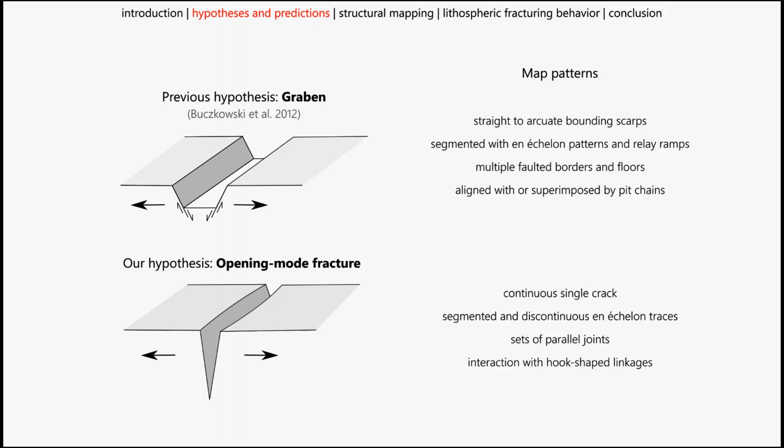Normal faulting and jointing have different map patterns, and here are some examples of their map patterns, some of which are diagnostic for normal faulting and jointing. For example, faults interact forming relay ramps, and joints interact with hook-shaped linkage.